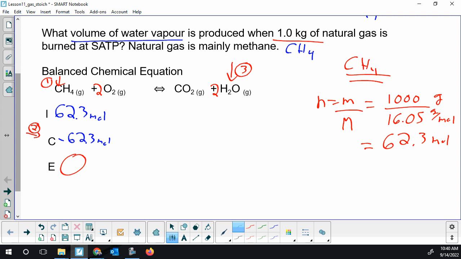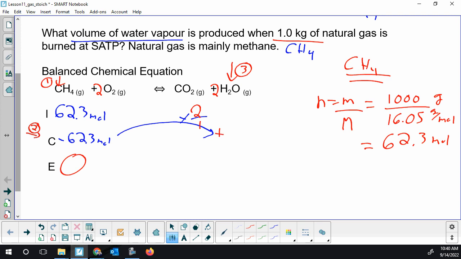There's nothing new yet. The stoic step is the same. We do the change. We take the given change and we want to turn it into the required. So we multiply by the required coefficient. We're requiring water vapor, which has a 2 coefficient. The given chemical, the methane, has a 1 coefficient. Okay. We get double the water moles compared to the methane moles put in.